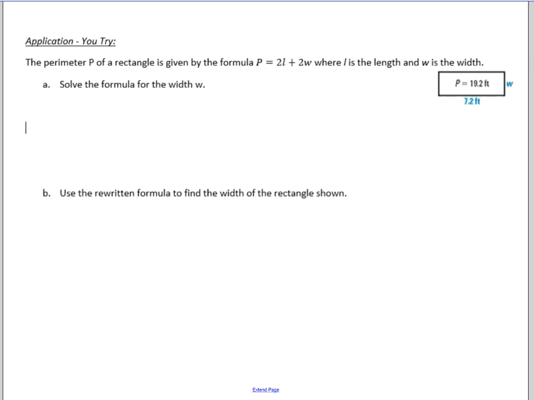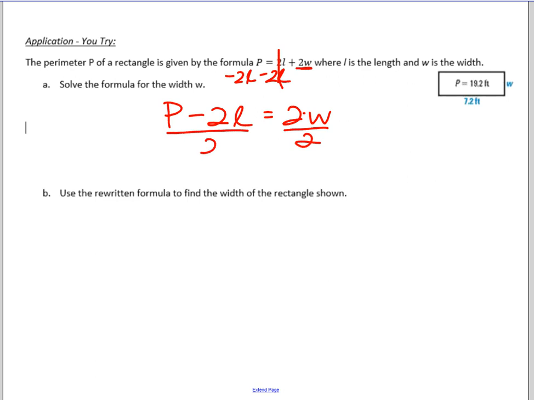Okay, so in part A, you should have solved for the width W. Here's W. So to get W by itself, we have to subtract 2L from both sides. That cancels. I have capital P minus 2L is equal to 2W, right? I want to get W by itself. That means 2 times W, divide both sides by 2. The 2's cancel over here.